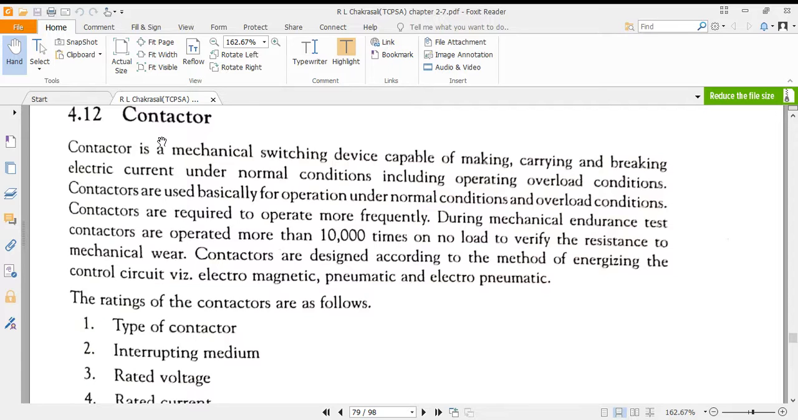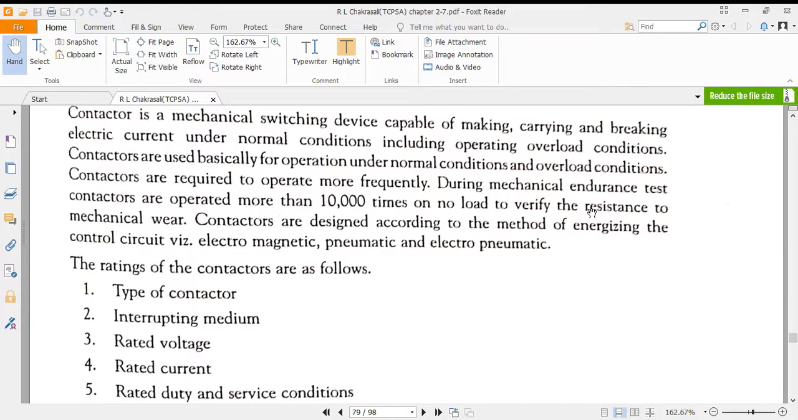Contactor, it's not contractor, it's a contactor. The person who makes contact is a contactor. A contactor is a mechanical switching device capable of making, carrying and breaking electrical current under normal conditions, including overloads. Contactors are for operation under normal conditions and overload conditions.